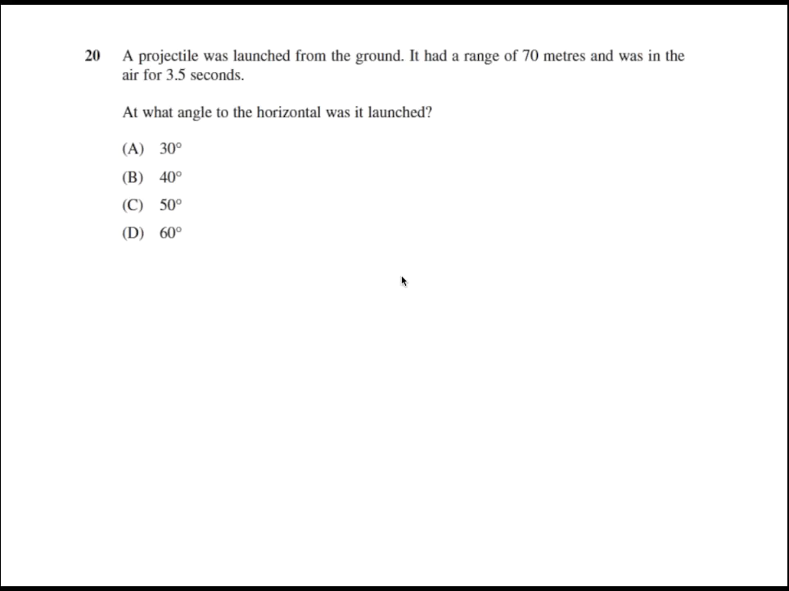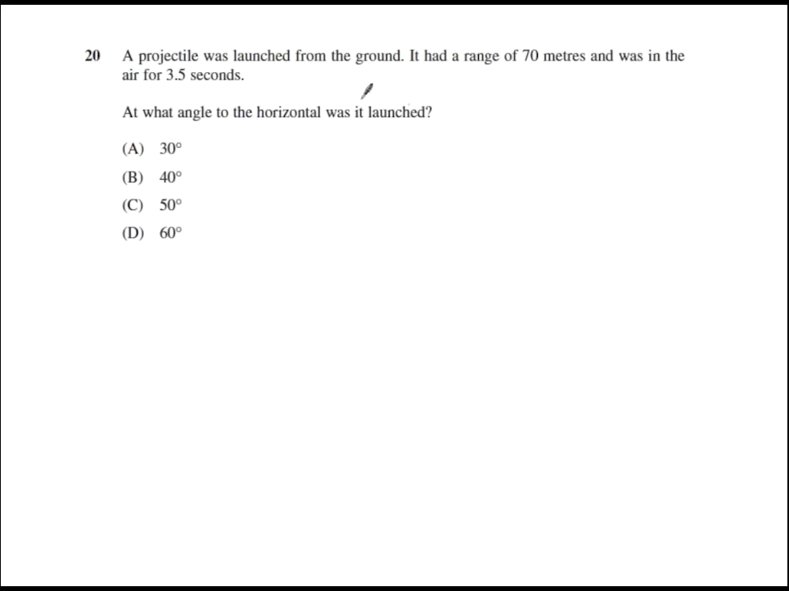So the last question, which is probably the most difficult. Question 20 says, this projectile was launched from the ground. It has a range of 70 meters and was in the air for 3.5 seconds. At what angle to the horizontal was it launched? Get out your paper and work it out. So how do we solve this question?